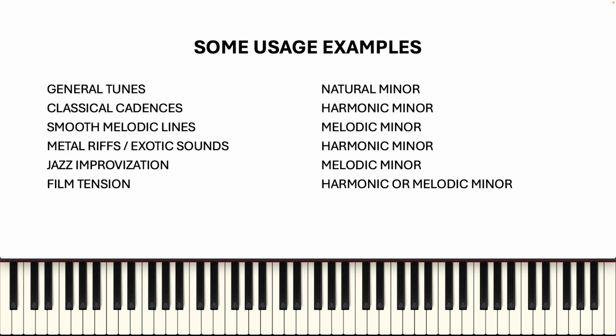Just some usage examples, and really this is very generalizing because you can use each one in any context that you like. But in general, for general tunes, natural minor is the one used. For classical cadences, of course, the harmonic minor is important. For smooth melodic lines, we have the melodic minor. For metal riffs or exotic sounds, this is where we use harmonic minor. Jazz improvisation, melodic minor. And for film tension, either the harmonic or the melodic minor.